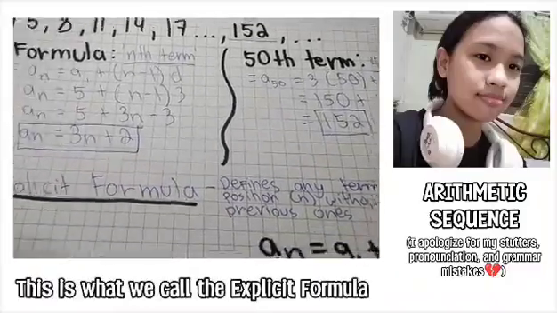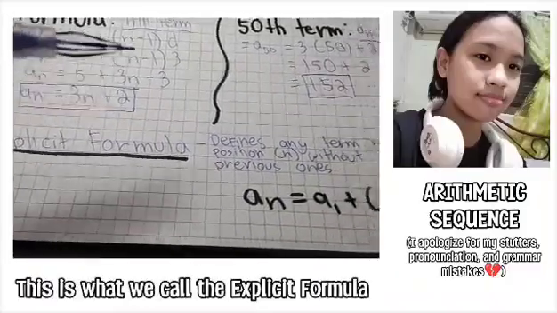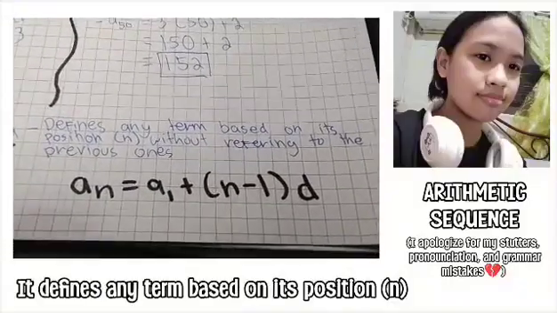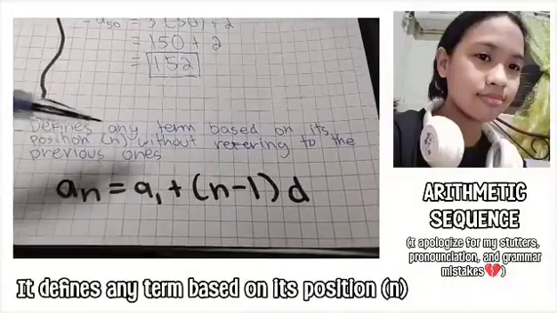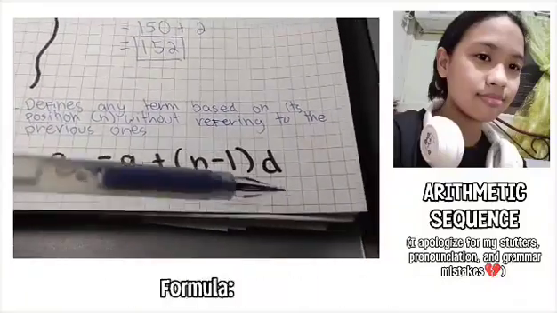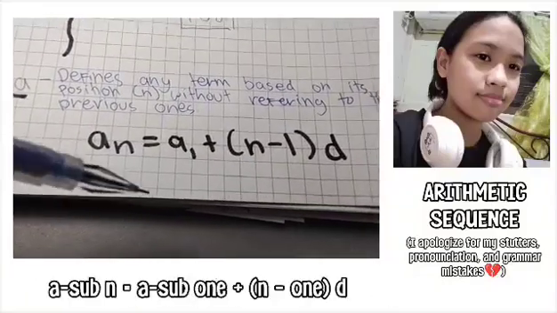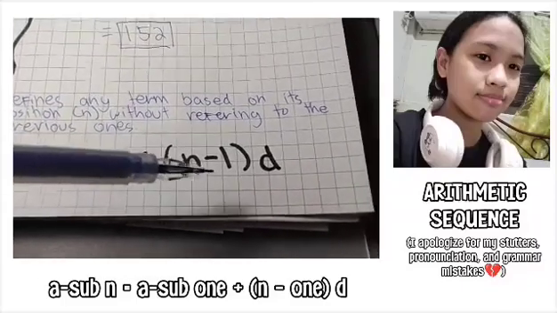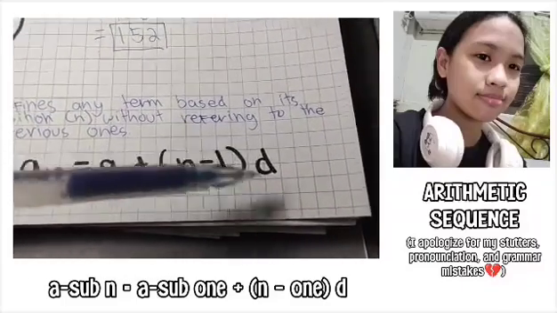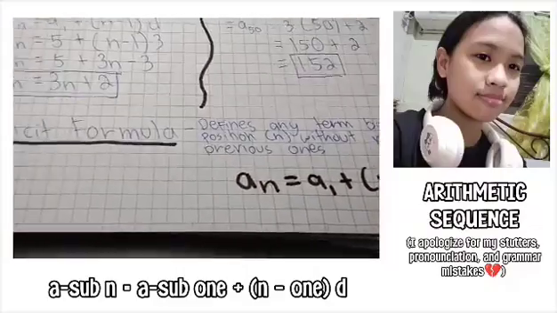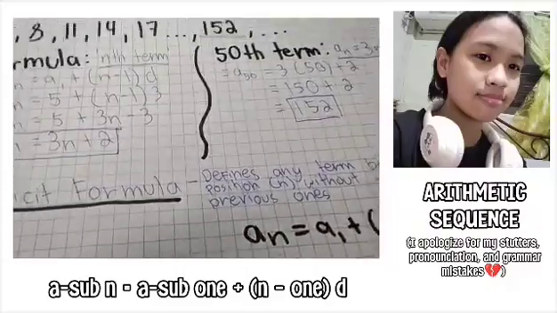So this is what you call the explicit formula. The explicit formula defines any term based on its position, or the nth, without referring to the previous ones. So we have the formula here: a sub n equals a sub 1 plus n minus 1 times the common difference d. That's how you get the explicit formula.